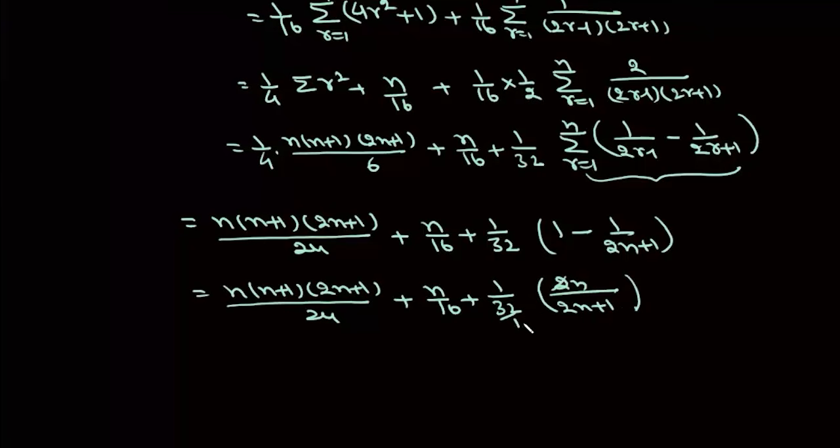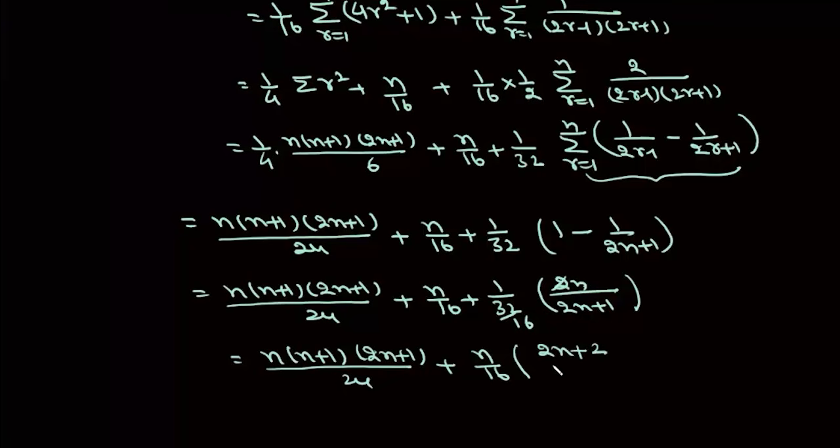Now 2 and 2 will cancel. Here we'll take n by 16 common. So we can write n (n plus 1) (2n plus 1) divided by 24, plus n by 16, and this is (2n plus 1 plus 1) upon (2n plus 1). So there will be (2n plus 2) upon (2n plus 1). We can cancel this 2 also.